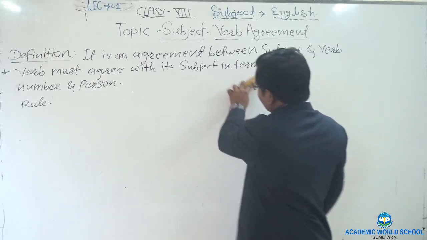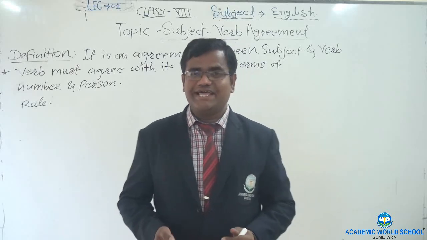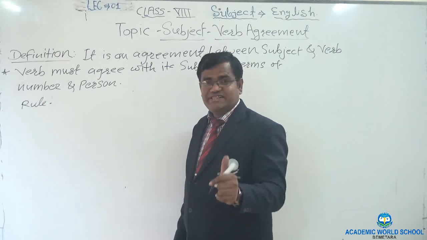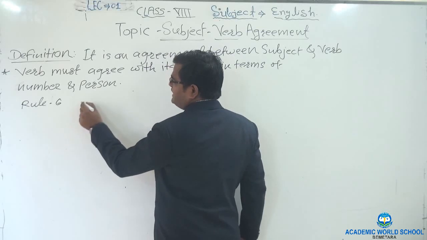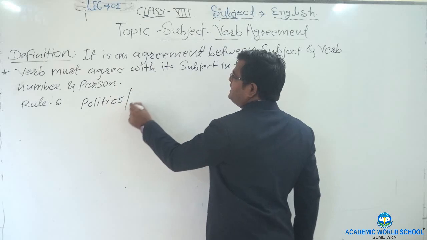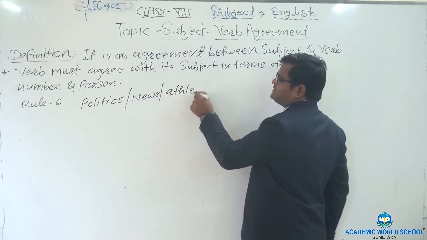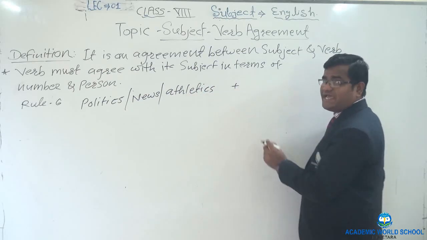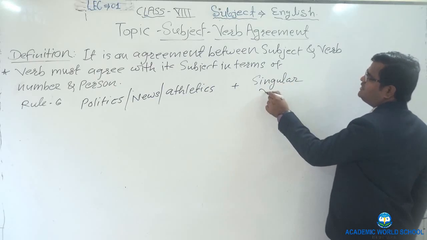It says some words are always treated as a singular subject, because as nouns they always remain the same. For example, rule number 6, words like politics, or it may be news, or it may be athletics. These are always considered singular, and therefore always take a singular verb.